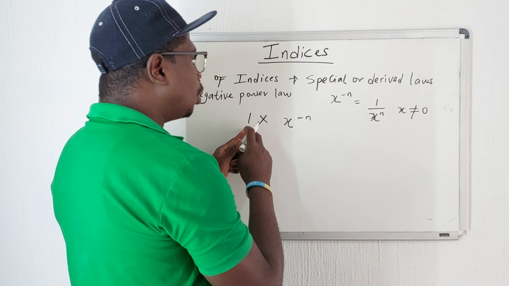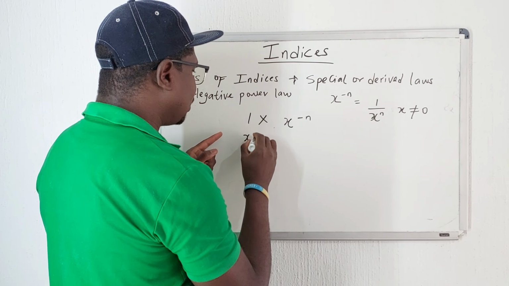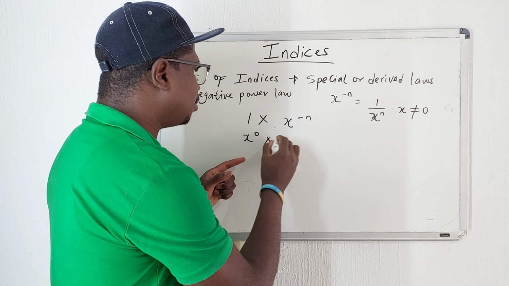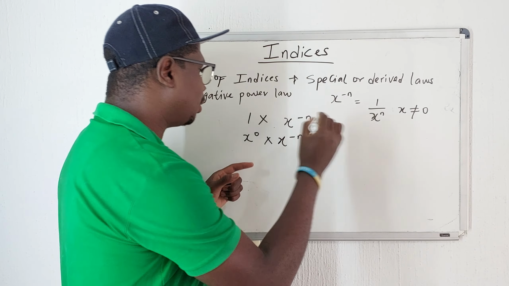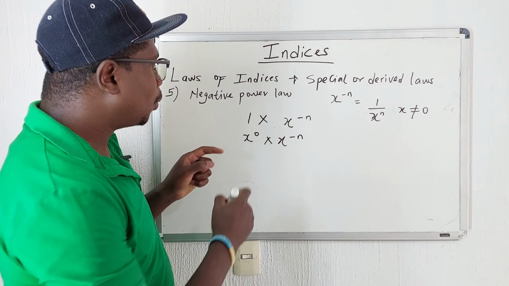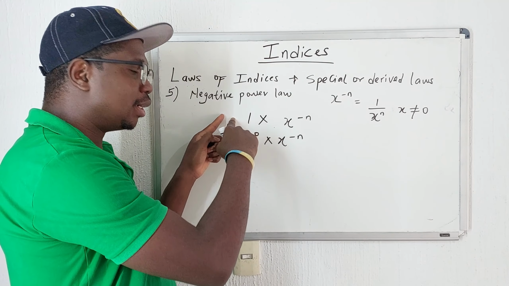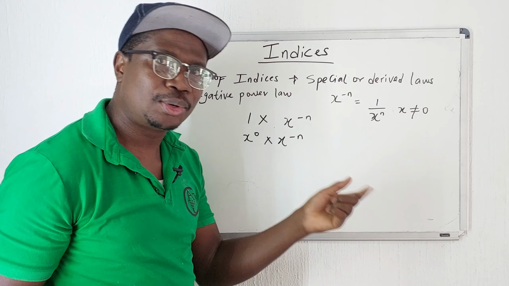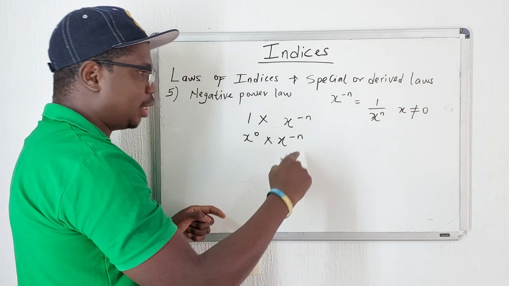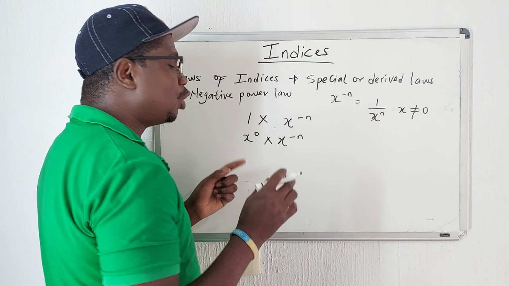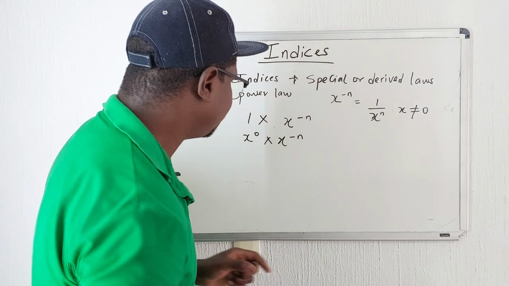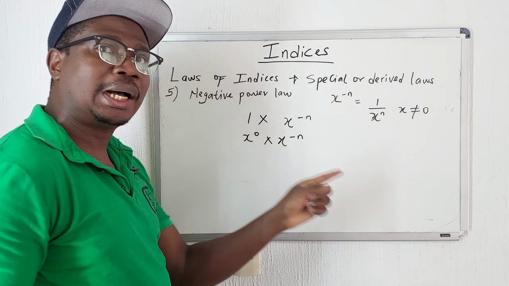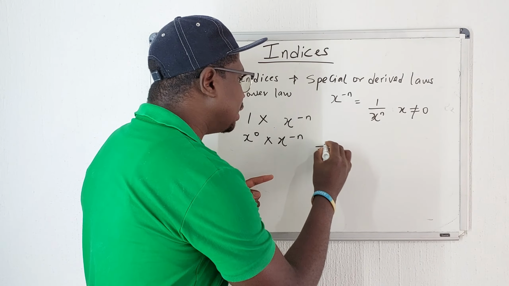So we know 1 is the same thing as x raised to the power 0 from our law 4, remember? Then we say times x raised to the power minus n. We know that x raised to the power 0 is 1, so they are basically the same. We want to arrive somewhere, so we didn't change this. Now, you remember from your law 1, when we have the same base and they are multiplying, we add the powers. So this is basically the same as what?